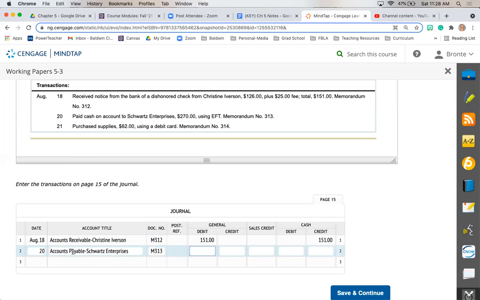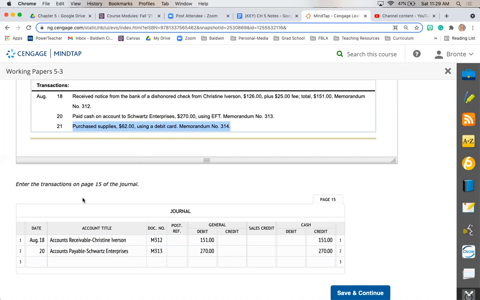If we're paying off a debt, we're paying down a liability here. To decrease a liability, we have to debit it. So we're going to debit our liability account 270, and that's coming right out of our checking account. We're just not writing a check. So 270 cash credit.